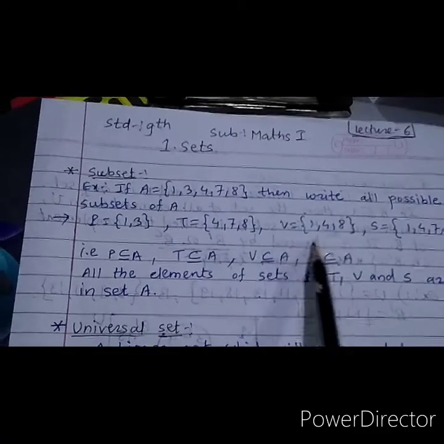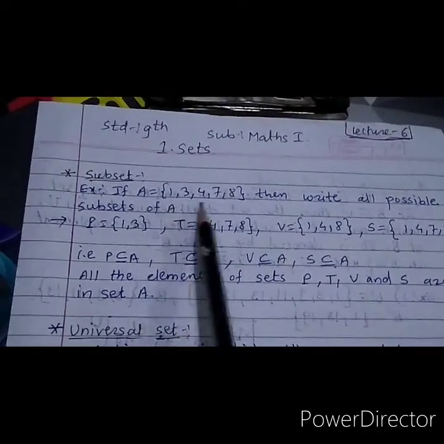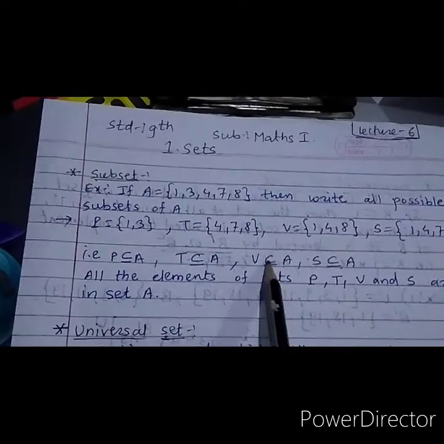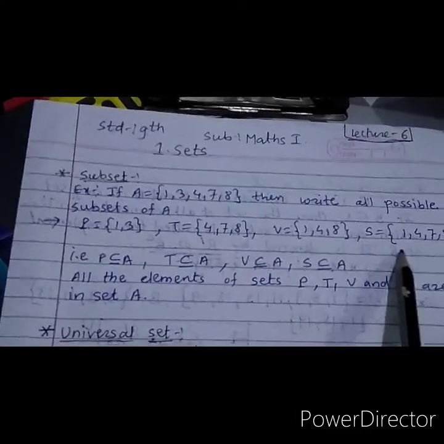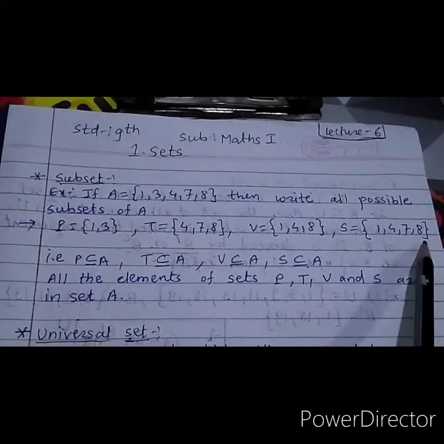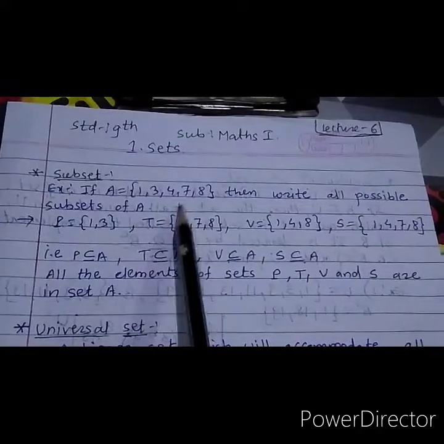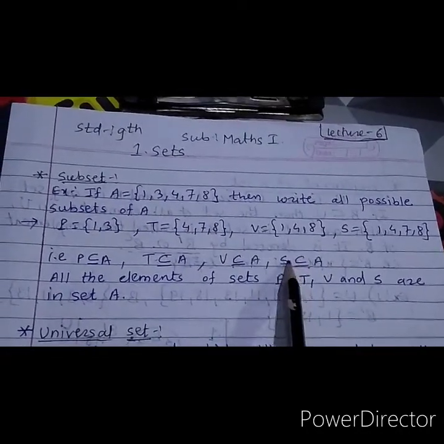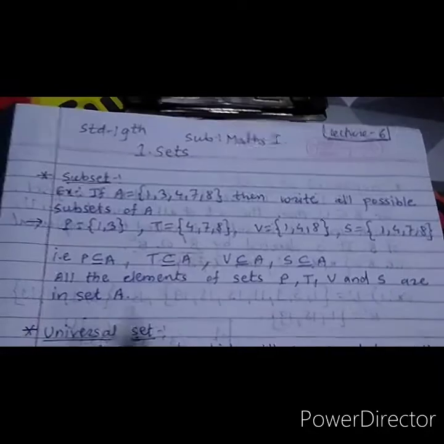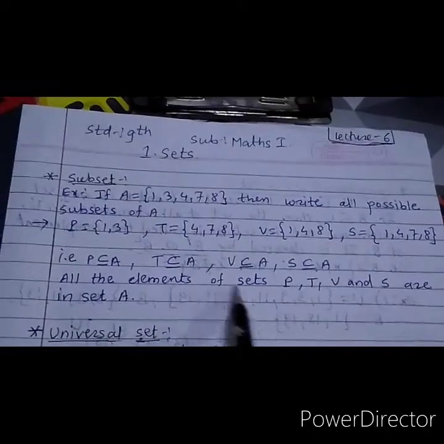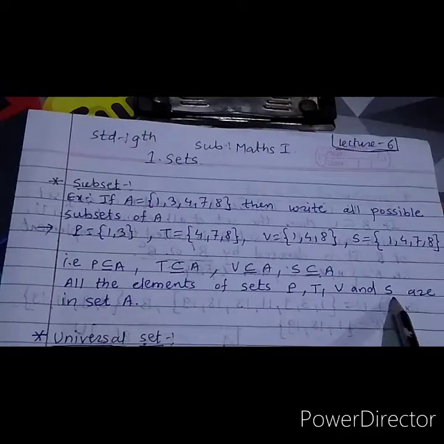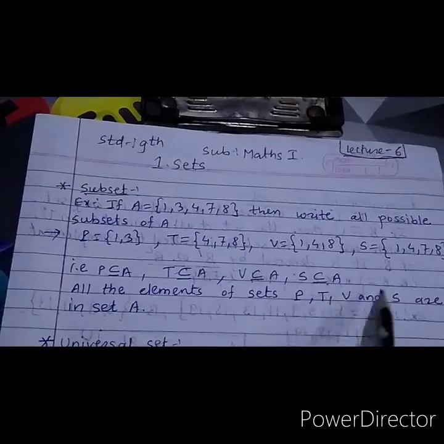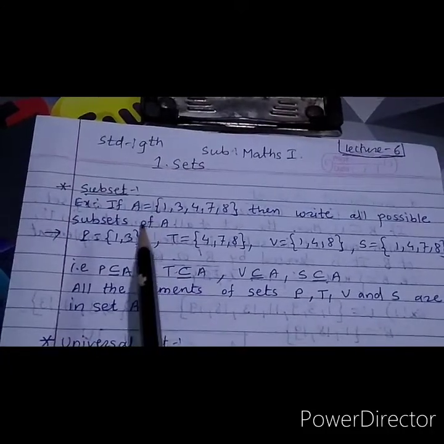Now V is {1, 4, 8}. Now see here, 1, 4, 8, all these elements of V are in set A. Therefore, V is a subset of A. Now let us see S, {1, 4, 7, 8}. All these elements 1, 4, 7, 8 are in set A. Therefore, we can say S is a subset of A. Therefore, all the elements of sets P, T, V and S are in set A, and therefore P, T, V, S are subsets of A.